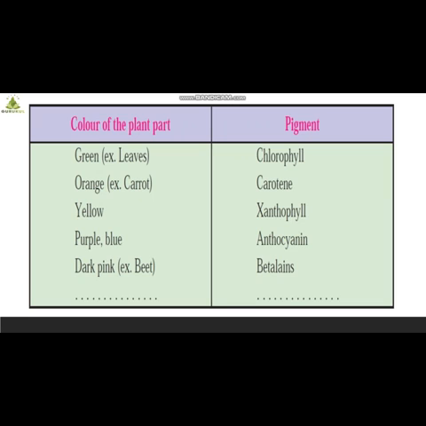Okay, in those colored plant parts, like if it is green, then what is present? Chlorophyll. If I am saying orange, carotene is present. Yellow, xanthophyll. Purple or blue, it is anthocyanin. For dark pink, it is betalain. Students, this is not the end. We have so many different colored plant parts and we can have different pigments for it.